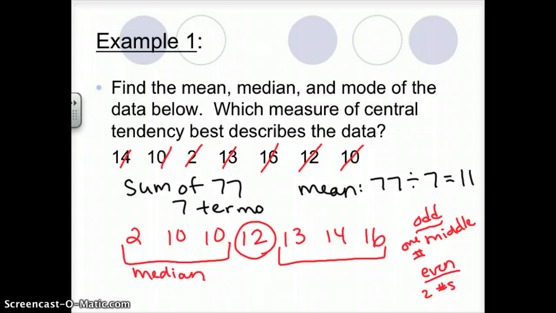Okay, and then the last one, we'll look at the mode. The mode is the number that occurs the most often. So in this case, you're going to see there's one of everything except there's two 10s, so 10 occurs the most often. It's the mode.